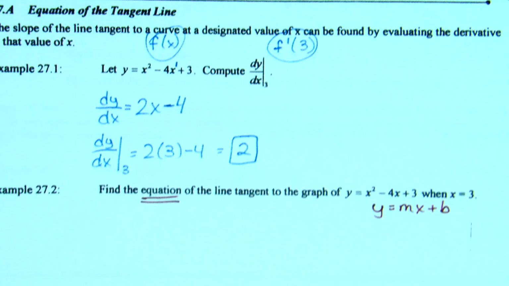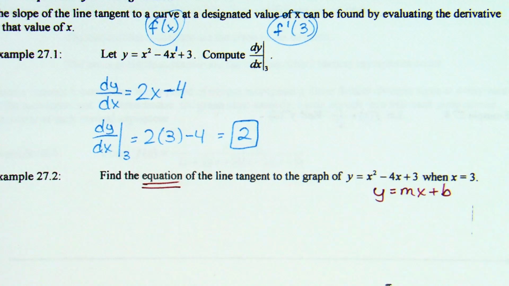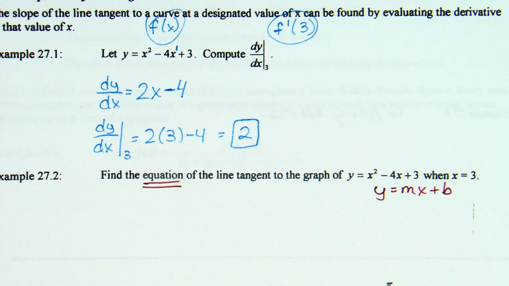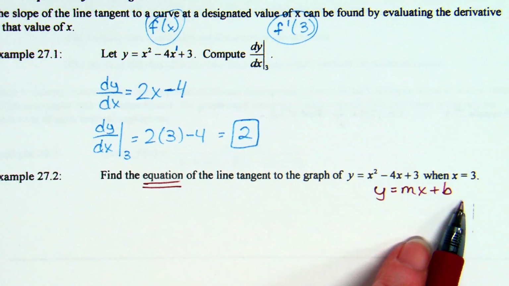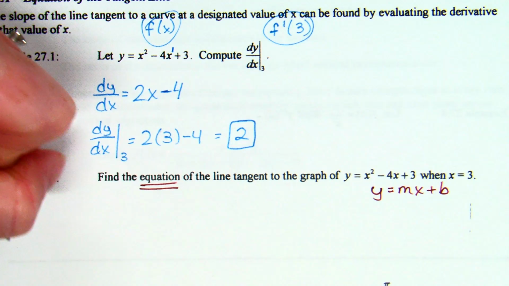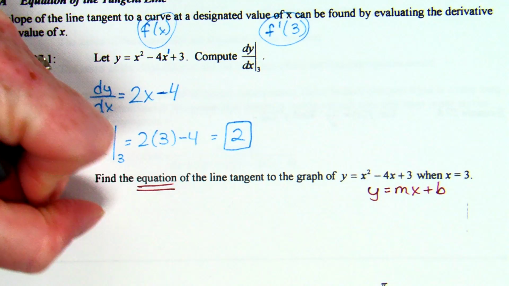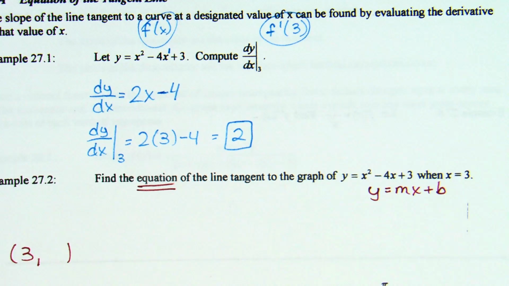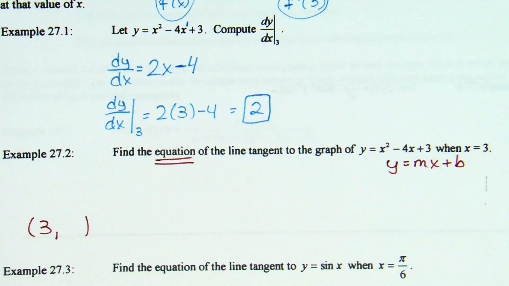Now, how can I find a point on the line? What did they give me to begin with? x equals 3. So that means a point on the line is going to be 3 comma something. How do I find my something? Plug it into what? In what equation, I guess, is what I'm asking.